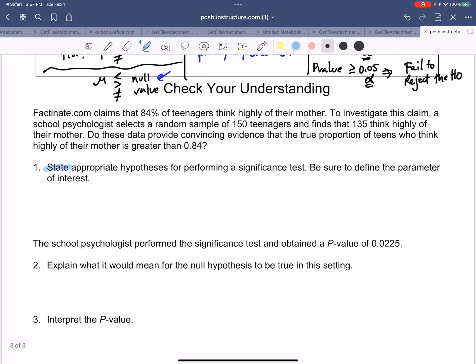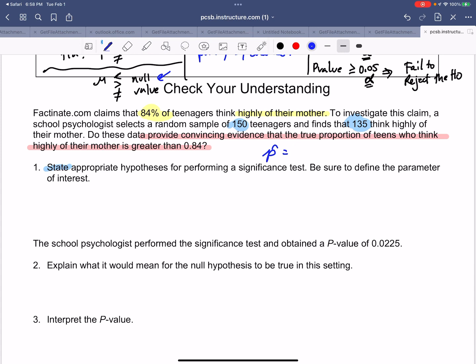So we look at a question, it says, factinate.com claims that 84% of teenagers think highly of their mothers. To investigate the claim, the school psychologist selects a random sample of 150 teenagers and finds that 135 think highly of their mothers. Does this data provide convincing evidence that the true proportion of teens who think that highly of their mothers is greater than 0.84? Okay, so did they collect some amount of evidence that it's greater? Let's take a look.